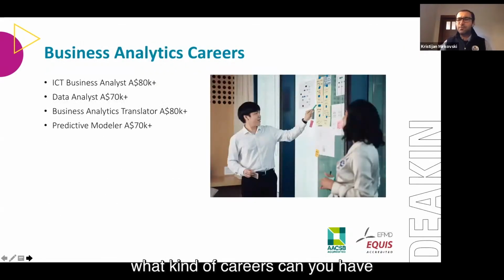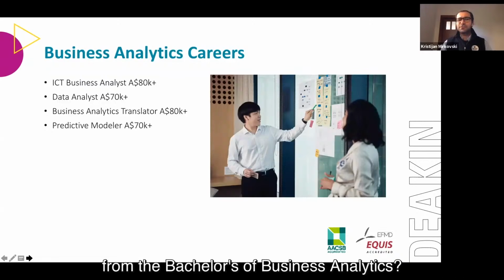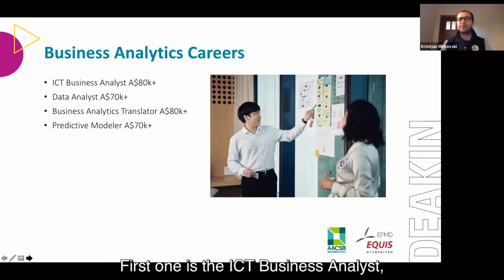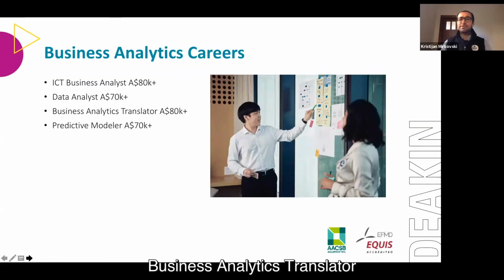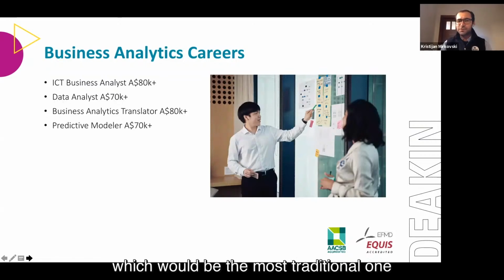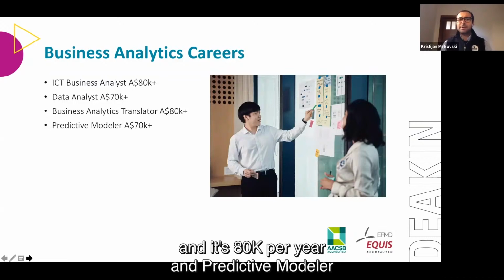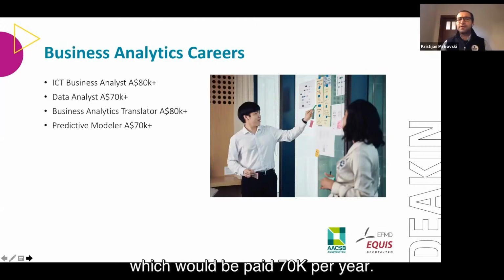In terms of your career, what kind of careers can you have once you actually graduate from the Bachelor's of Business Analytics? The first one is the ICT Business Analyst, which is paid around 80K per year. Data analyst, which is paid 70K per year. Business analytics translator, which would be the most traditional one, at 80K per year, and predictive modeler, doing predictive models, which would be paid 70K per year.